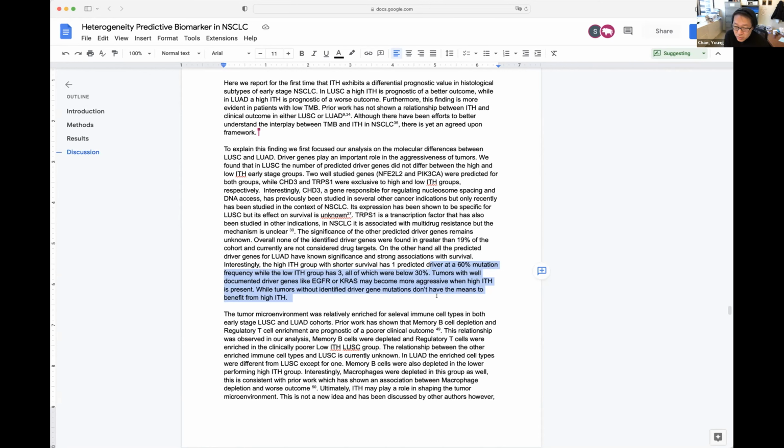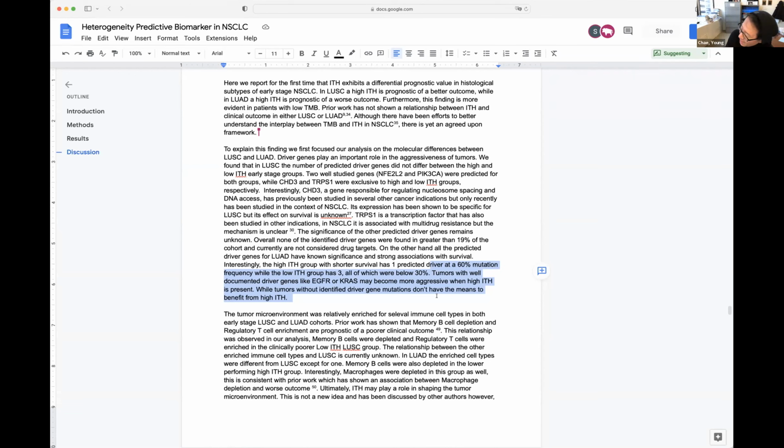Who drives that worse prognosis? What is your answer? Well, it seems like based on the mutation frequencies that I saw, the driver mutations were present, for example, in the high ITH group, so the worst performing group. 60% of the patient samples had an EGFR mutation.